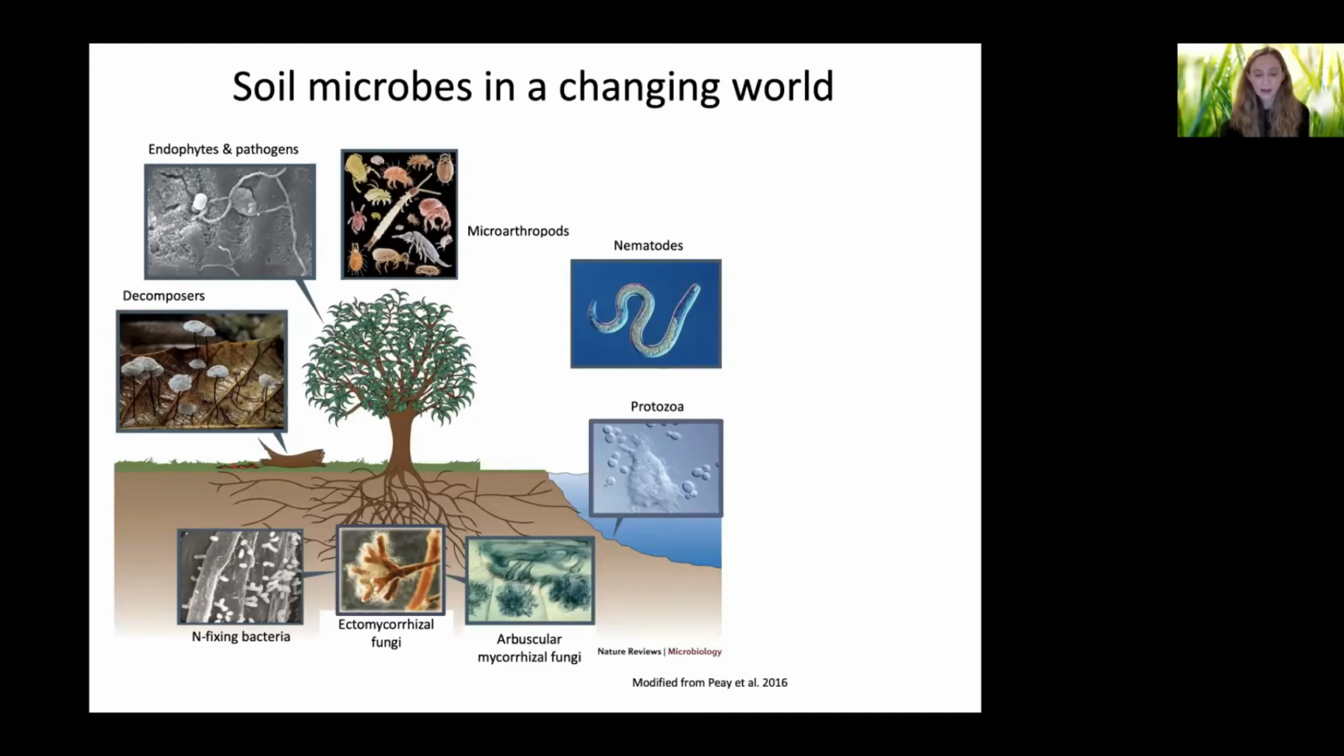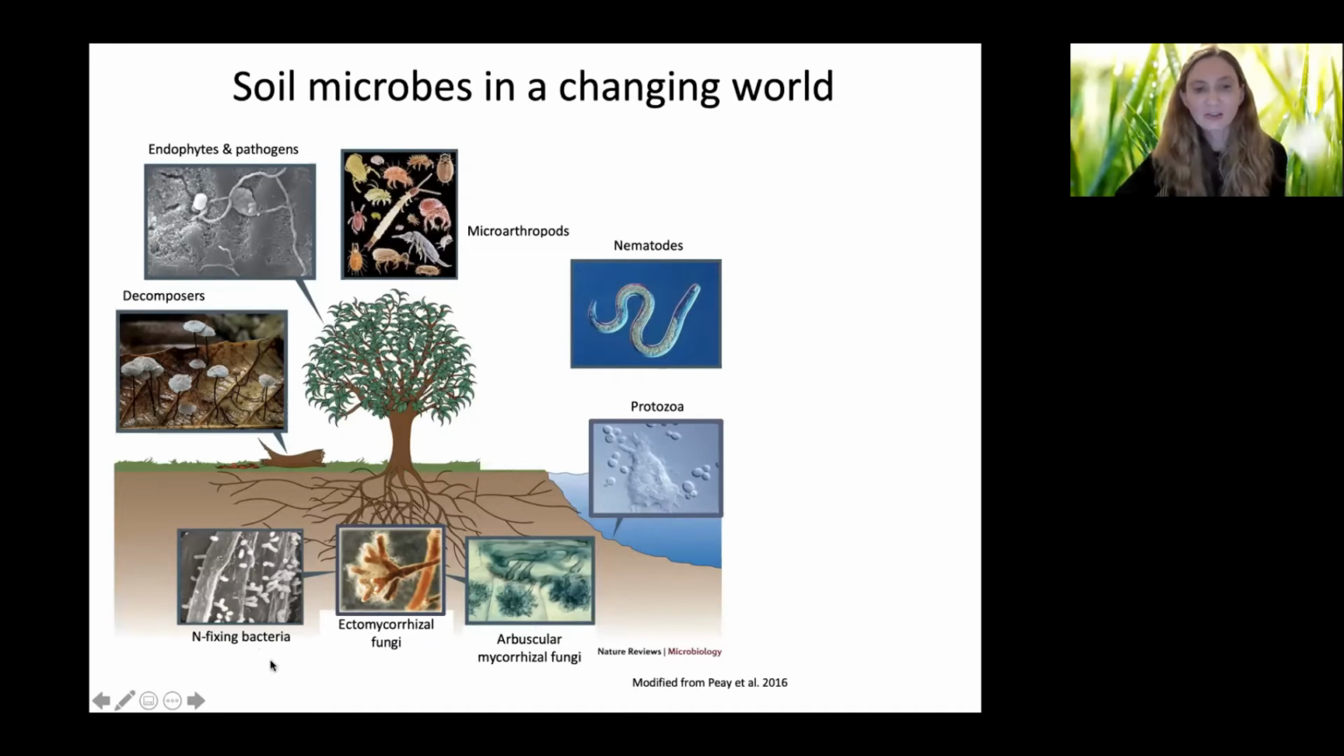The soil microbiome is made up of a complex group of organisms that are really important for both plant and soil health. And in my lab, we've studied each of these different types of organisms. There are symbiotic organisms like the arbuscular mycorrhizal fungi, ectomycorrhizal fungi, and nitrogen-fixing bacteria that form symbiotic relationships with plant roots and can help improve plant access to nutrients and water, for example.